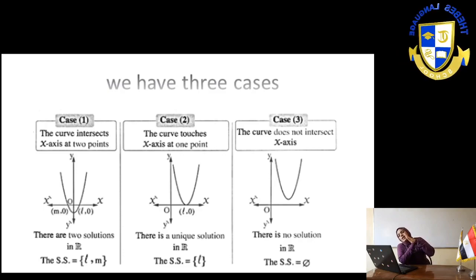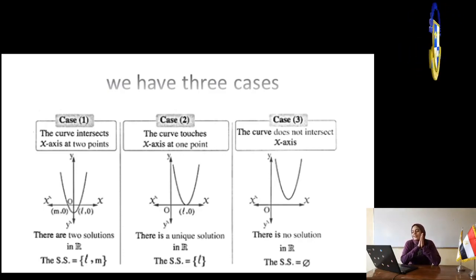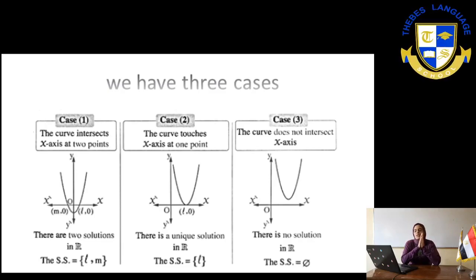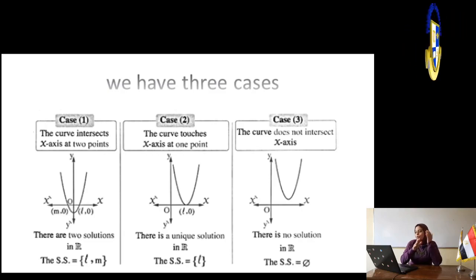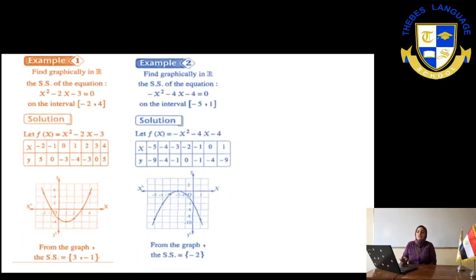The third case, the curve doesn't touch the x-axis. So the solution set here is phi. We don't have any solution, or no solution. Let's move to slide number 5 to see how we can find the solution set graphically.